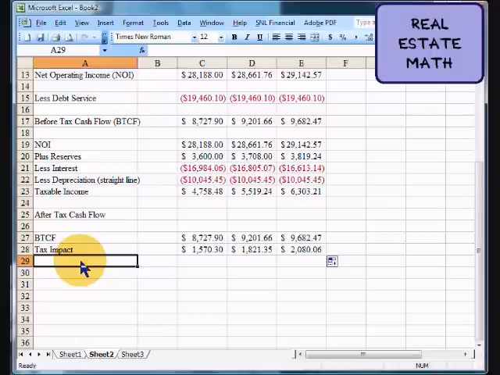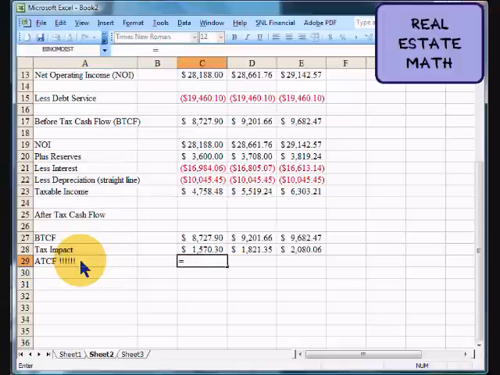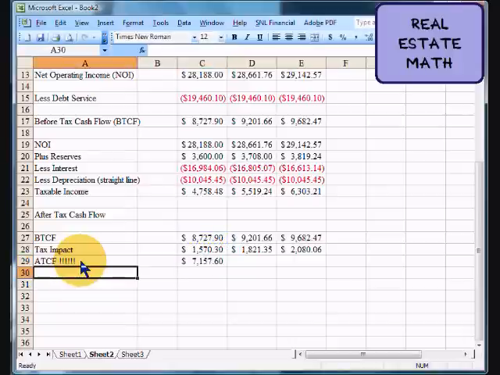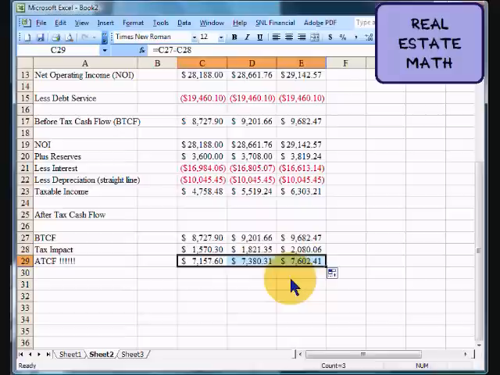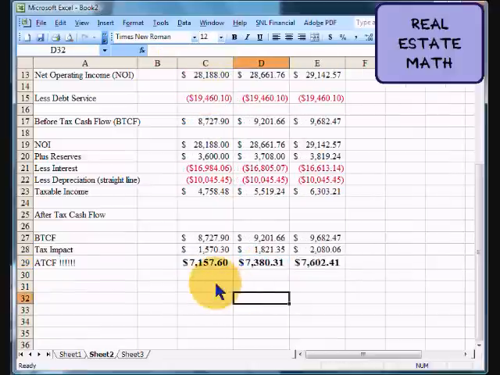And now here we go. After-tax cash flow. This is it right here. I'm going to put some exclamation points because this is what matters. We're going to take our before-tax cash flow and subtract our tax, and we have our after-tax cash flow. And to make an even bigger deal about it, I'll put a bold on it. I'll increase the font size a little bit because this is what matters, at least on an annual basis.